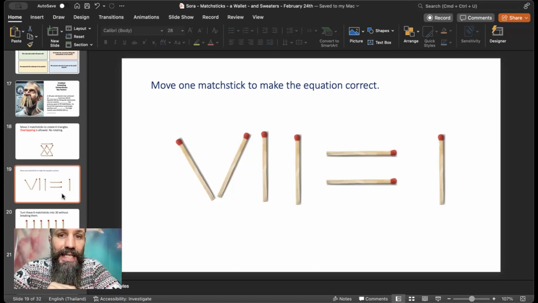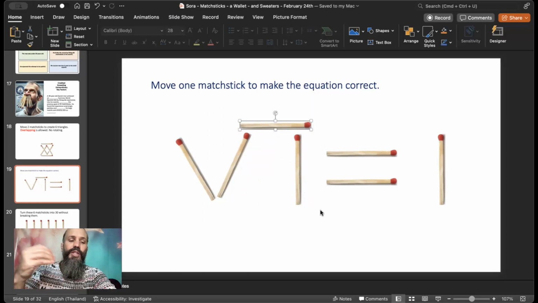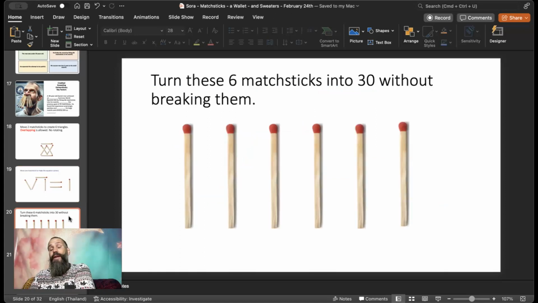Move 1 matchstick to make the equation correct. I did do a recap on some of these. This is the Roman numeral for 7, but that doesn't matter, actually. All we're going to do here is move this up here, and that becomes the square root of 1. The square root of 1 equals 1. And next one is here. We're in that train of thought for Roman numerals.